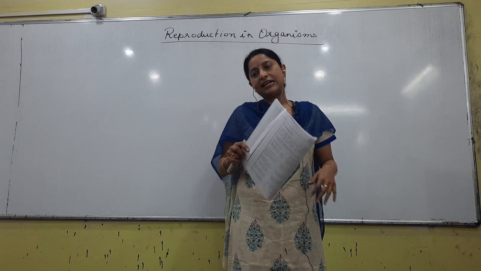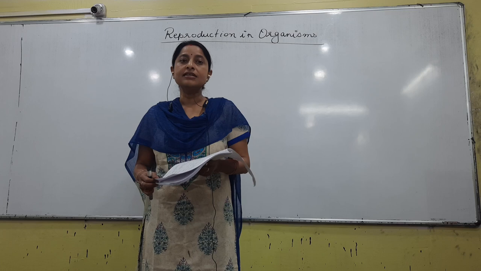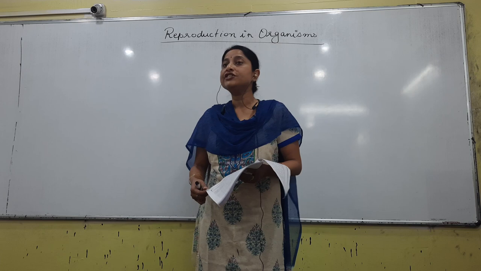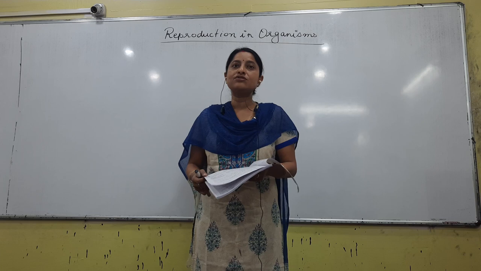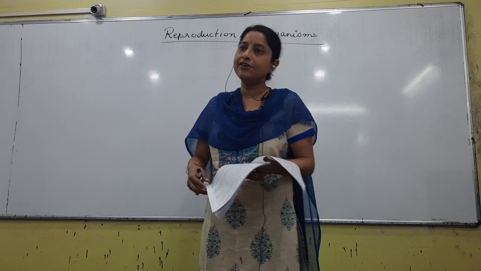And in case of animals, budding could be of two types, endogenous and exogenous. What do we understand by the terms? If the bud is formed within the body of an organism, that is called endogenous. If it is superficially formed, we call it exogenous. Endogenous budding is found in sponges, meaning inside the body of the sponge you see the bud formation. Exogenous is something that you see in case of hydra.